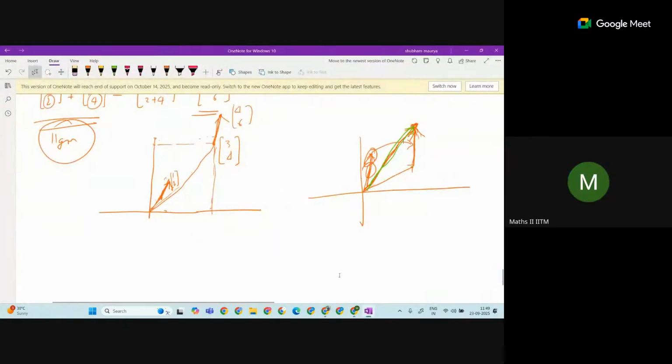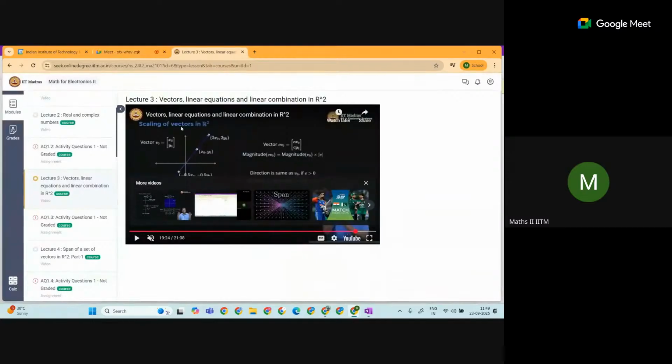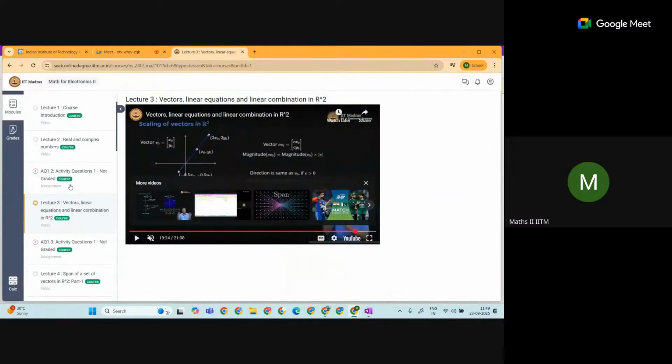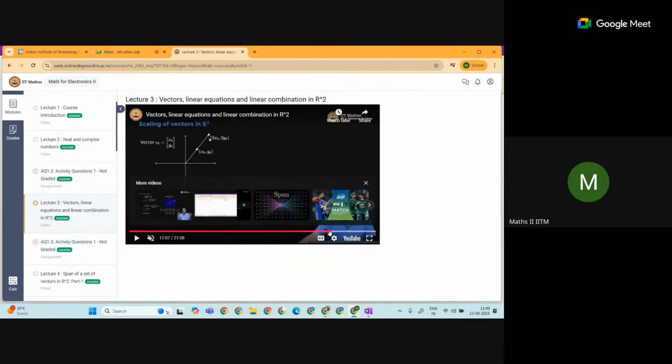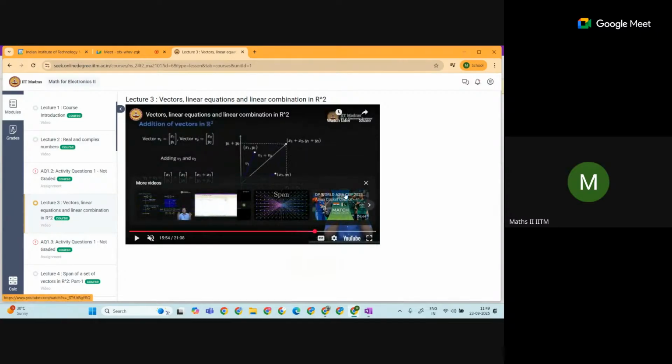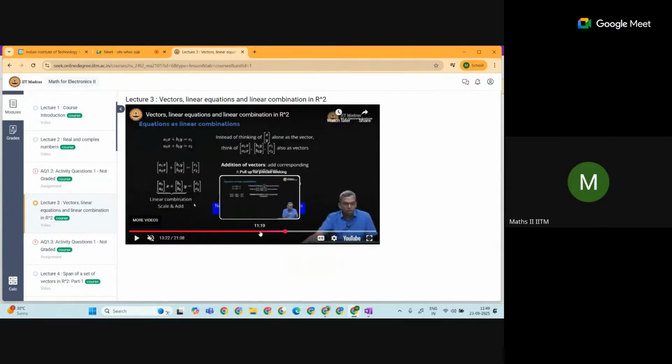See, I spent this much time here. Now I will slowly move faster. So this is the vector thing: addition of vectors, how we add them, how the parallelogram law defines it. By the parallelogram law, that is what the professor is mentioning, a parallelogram rule for adding vectors. So everything follows that way only.